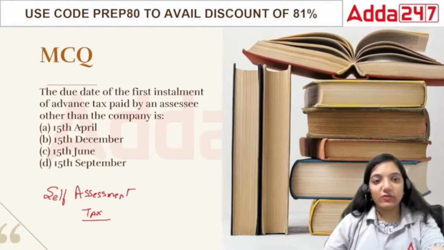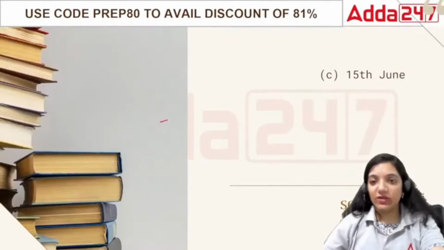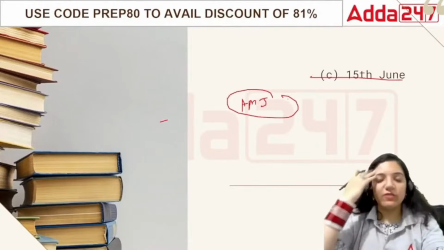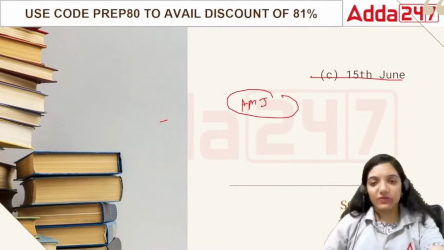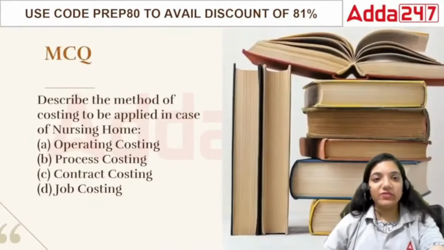The date of the first installment of the advance tax, which was to be paid on 15th of April, 15th of December, 15th of June or 15th of September. The answer is on 15th of June. That means the completion of the first quarter, April, May and June. But the last installment has to be paid before 31st of March. That's the rule. Okay?